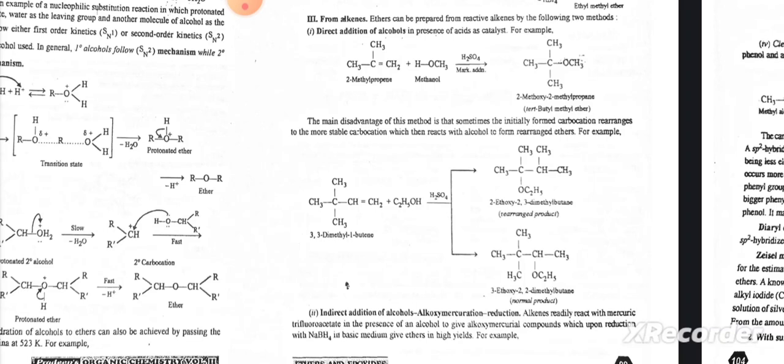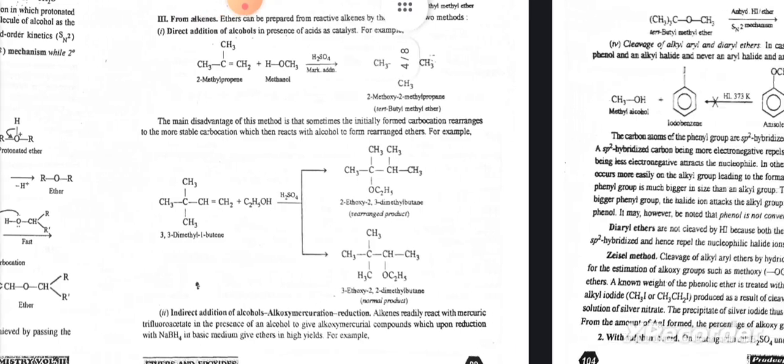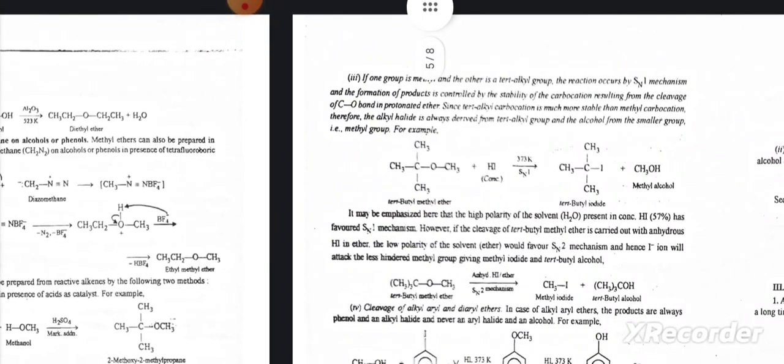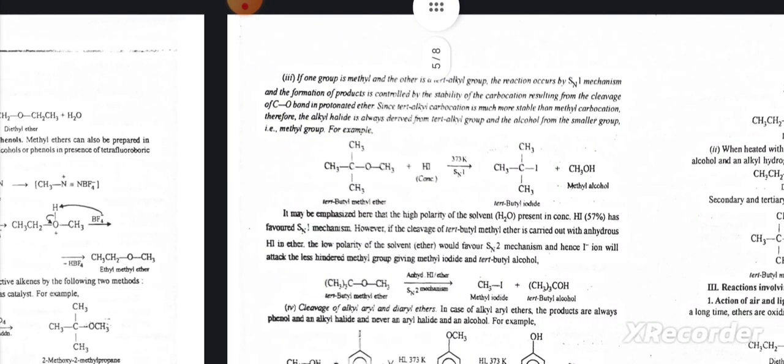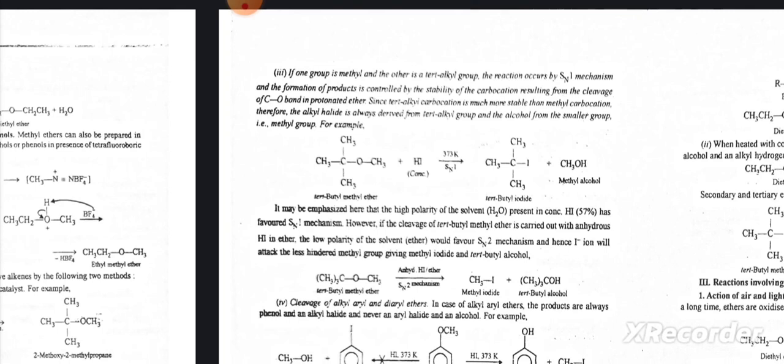Alkenes readily react with mercuric trifluoroacetate in the presence of an alcohol to give alkoxymercurial compounds, which upon reduction with NaBH4 in basic medium give ethers in high yields. If one group is methyl and the other is the alkyl group, the reaction occurs by SN1 mechanism, and the formation of product is controlled by the stability of the carbocation resulting from the cleavage of the C-O bond in protonated ether.